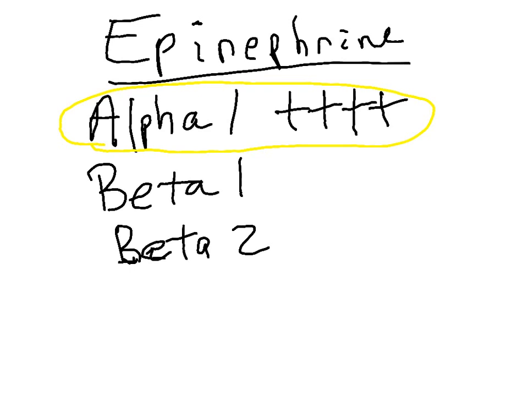It also does beta 1 and beta 2. There are some folks out there who are a little misinformed that think that the reason that we give epi in cardiac arrest is that we're trying to restart the heart. Well, that's not true. We may get some increase in heart rate, we may get some bronchodilation out of those beta effects, but we're really giving it for the alpha side.